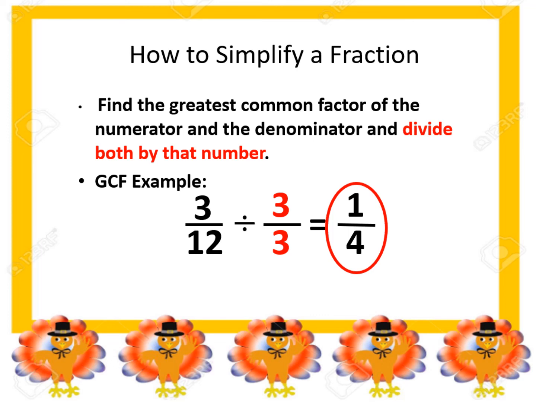How to simplify a fraction? Well, you find the greatest common factor of the numerator and denominator and divide both by that number, like we just did. So if I look at 3 and 12, I know that 3 is a prime number, so the only factors 3 has are 1 and itself. So I ask myself, is 3 a factor of 12? And that is true. I know that if I count by 3s, I will say 12. So I can divide both numbers by that 3. 3 divided by 3 is 1. 12 divided by 3 is 4. So the simplest form is 1/4.